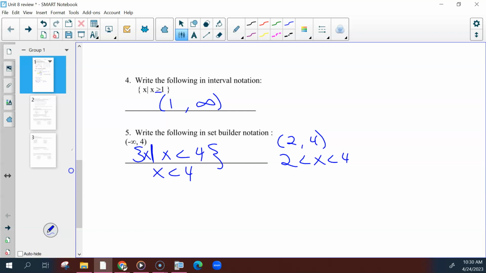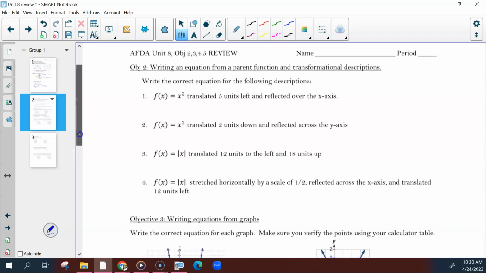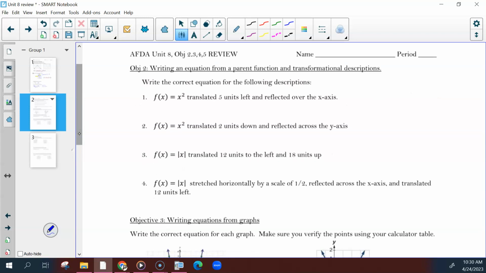Go on to the back. And we'll do 2 from objective 2. Which ones would you like to see? 4 and 2. And one more. Okay.